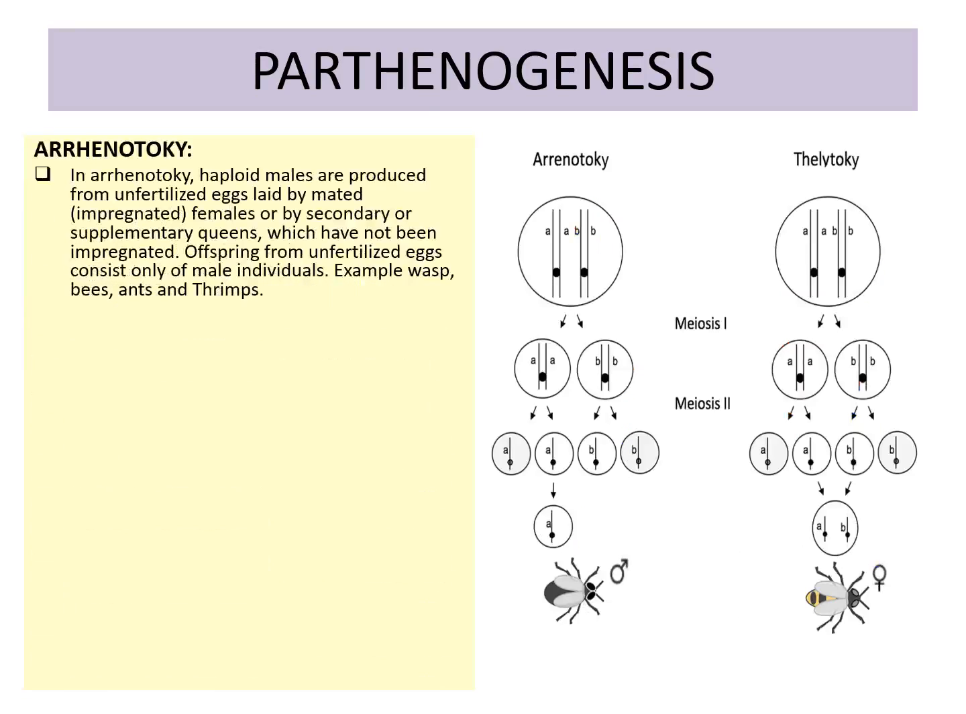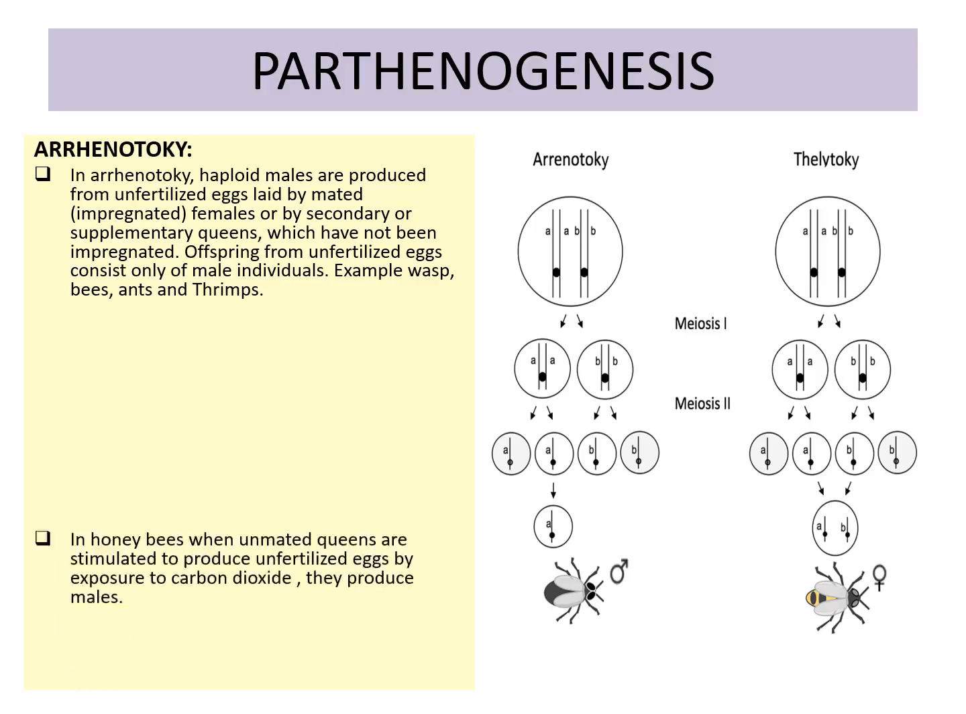Next is arrhenotoky. In arrhenotoky, haploid males are produced from unfertilized eggs laid by the mated female or by secondary or supplementary queens which have not been impregnated. Offspring from the unfertilized eggs consist only of male individuals. Examples: wasps, bees, ants and thrips.